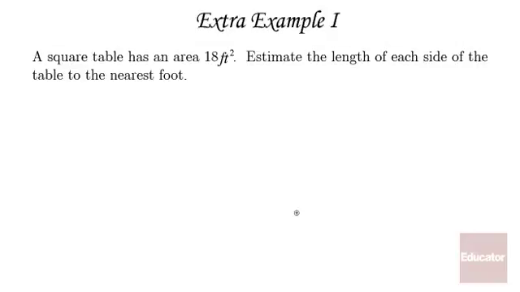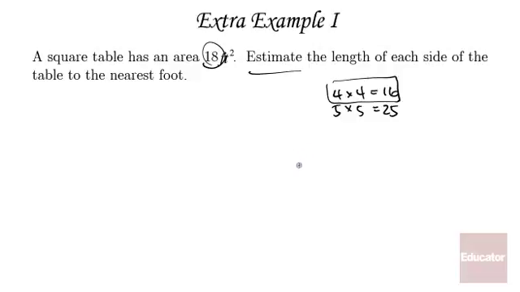A square table has an area of 18 feet squared. Estimate the length of each side of the table to the nearest foot. Since 18 is not a perfect square, we have to estimate the length. So let's look at estimations that are close. 4 times 4 will give me 16, and 5 times 5, another perfect square, will give me 25. 16 is a lot closer. So we would say the estimation of the square root of 18 is approximately 4. And in this case, we're saying to the nearest foot, so about 4 feet.